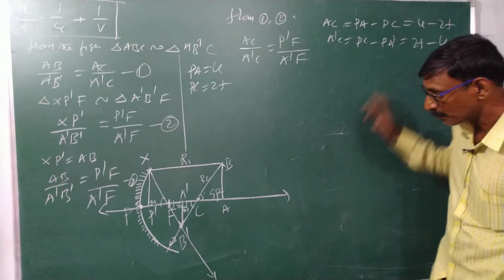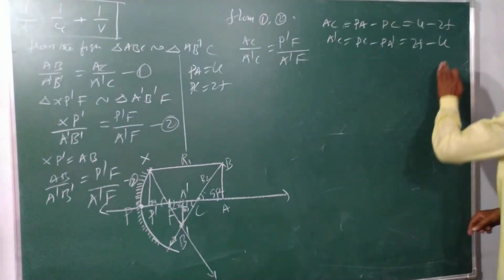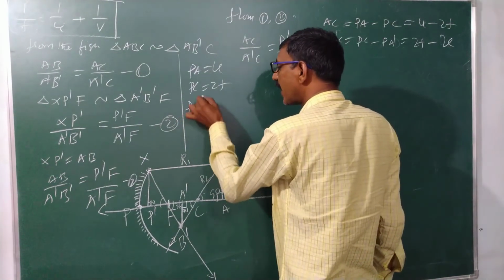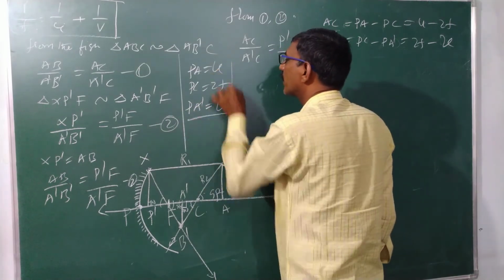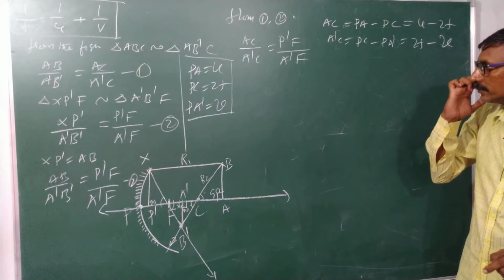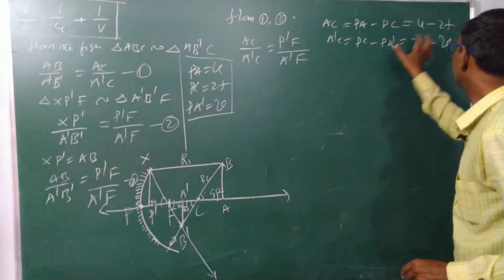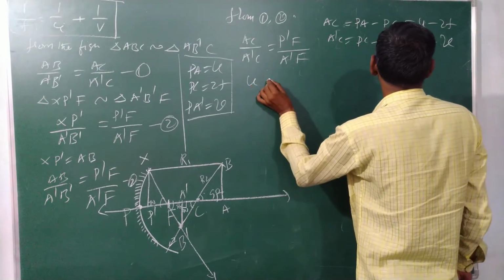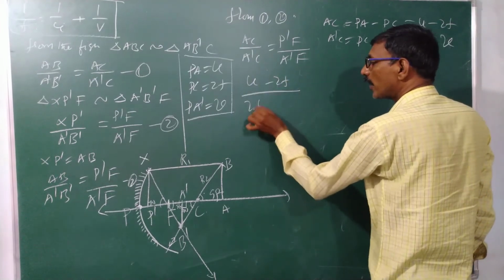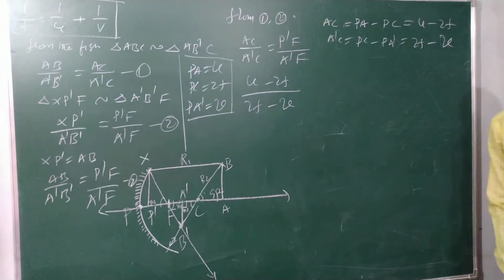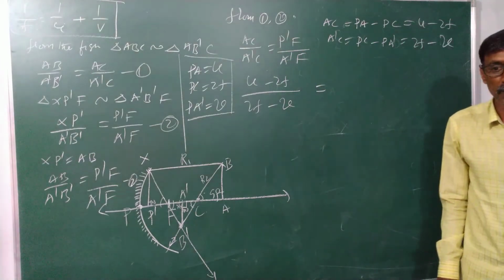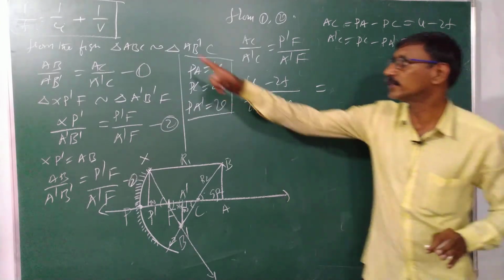PA dash is V, because this is image distance. PA dash is nothing but image distance. We already discussed. Now coming to this part, AC is nothing but U minus 2F. Divided by A dash, which is nothing but 2F minus V, that is equal to P dash F. This is very important to understand this part.